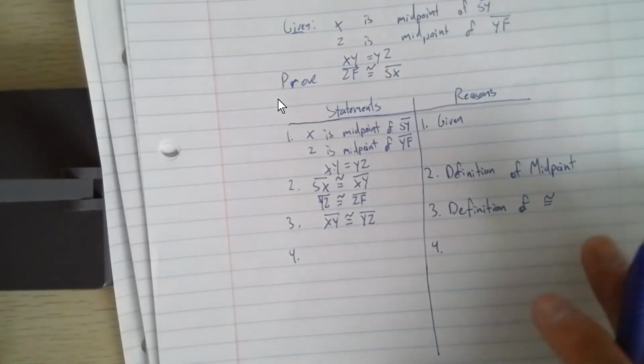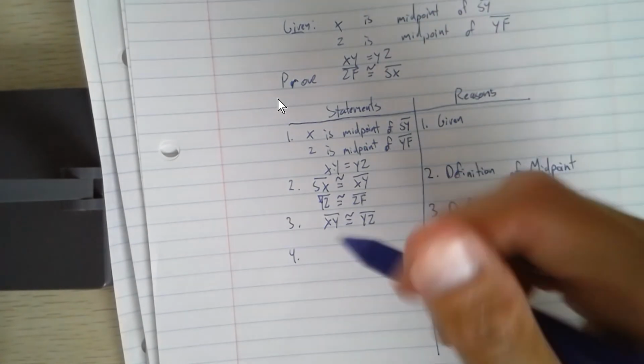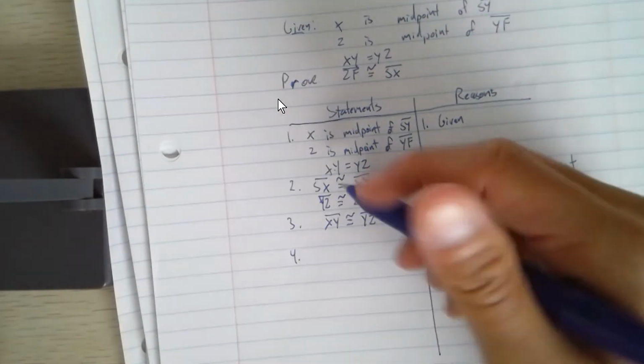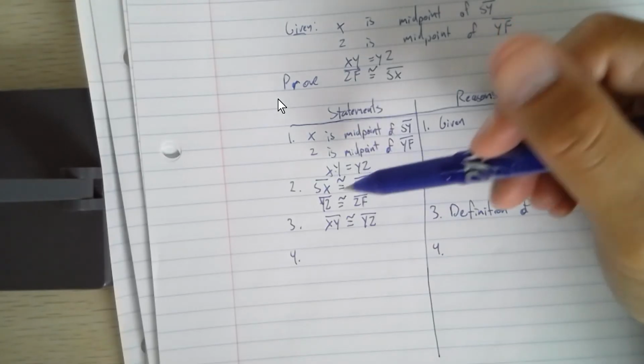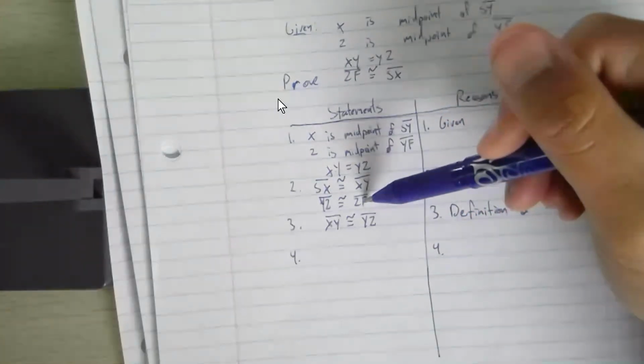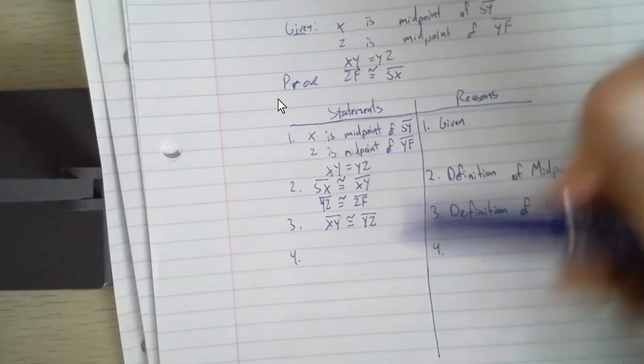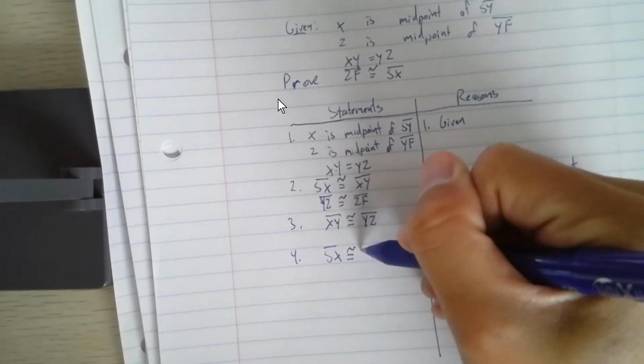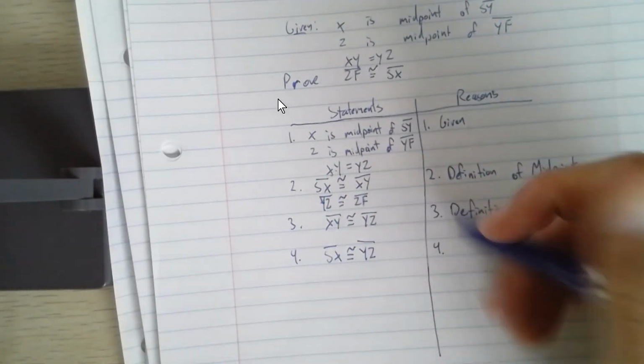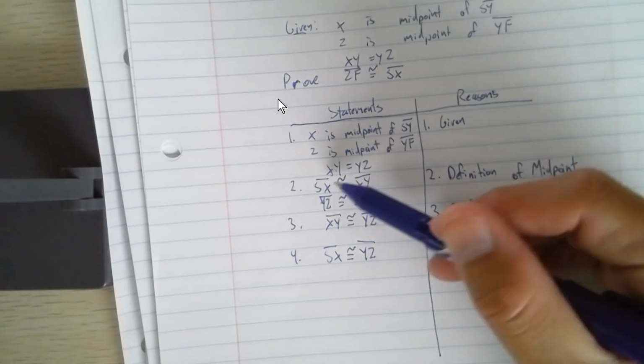Okay. The next thing is, let's take a look at what we have. We have SX is equal to XY. YZ is also equal to ZF. If you look over here, you have SX is equal to XY. XY is also equal to YZ. SX is going to be congruent to YZ. Again, SX is equal to XY, XY is equal to YZ. Therefore, SX is congruent to YZ because of the transitive property of congruence.